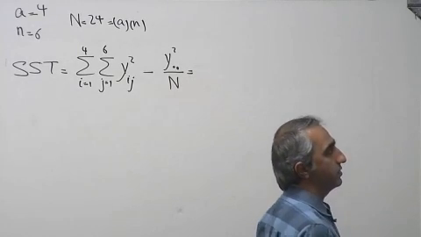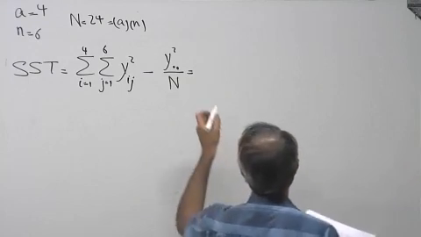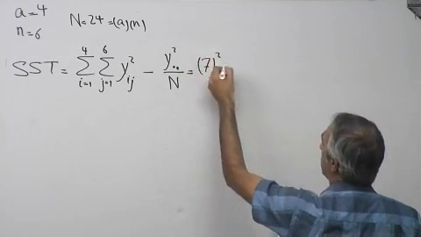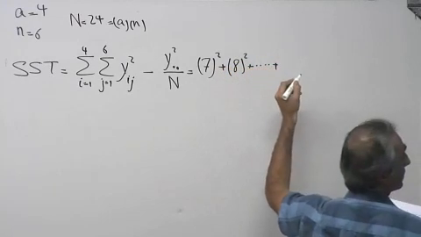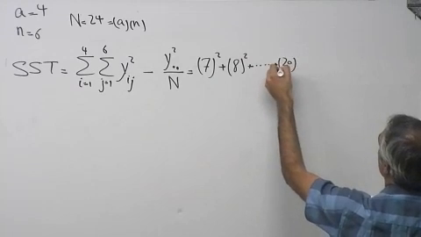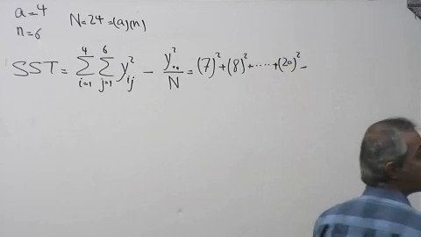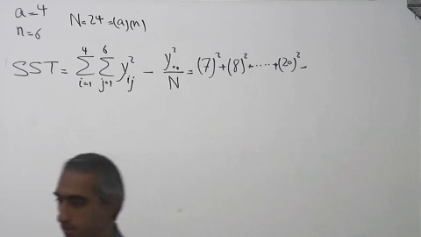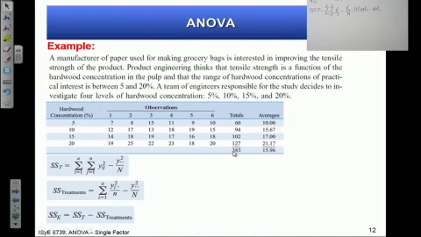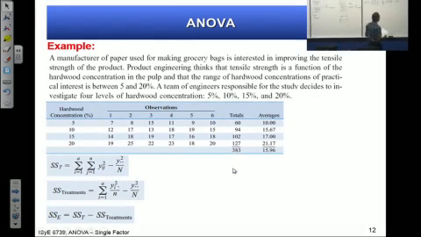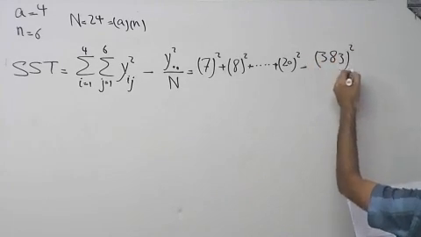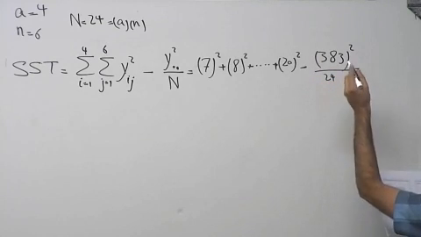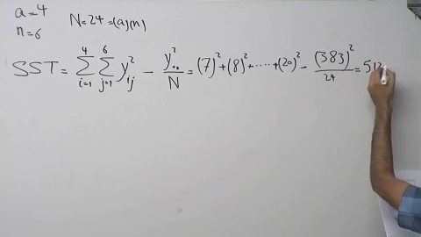Based on this, the first observation is 7, so 7 squared plus the second one, 8 squared, until the last one, which is 20 squared, minus Y dot dot, which is the grand sum, 383 squared divided by 24. This gives me 512.96.